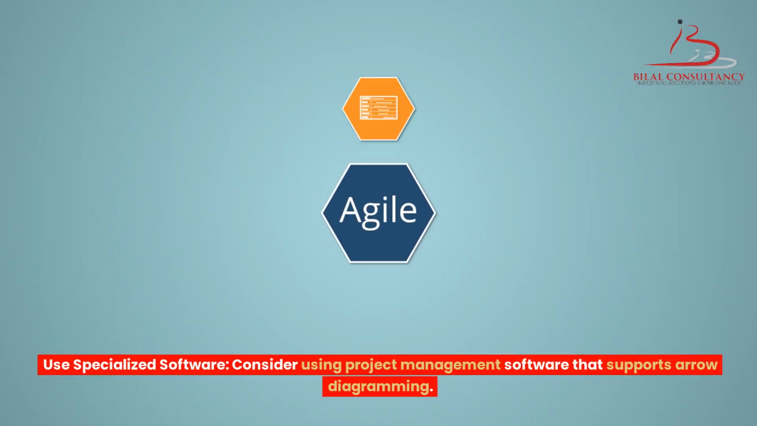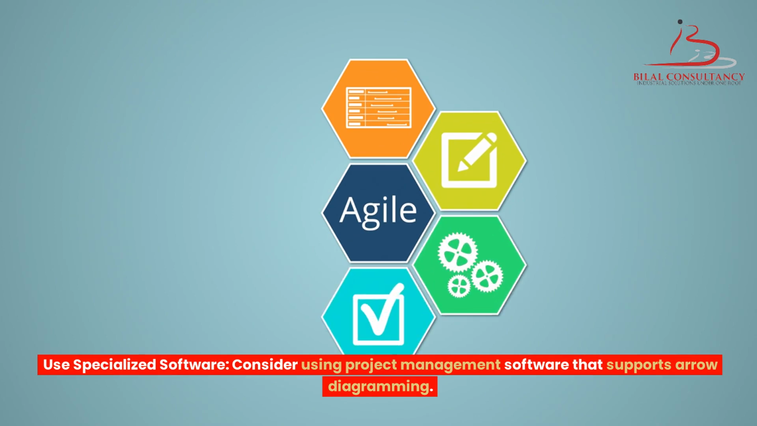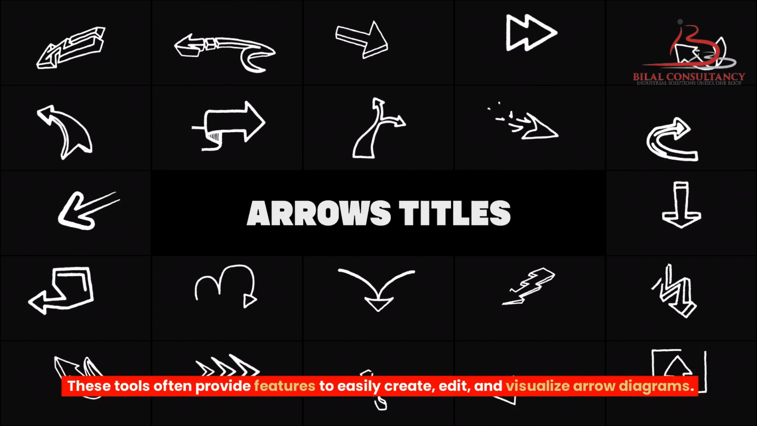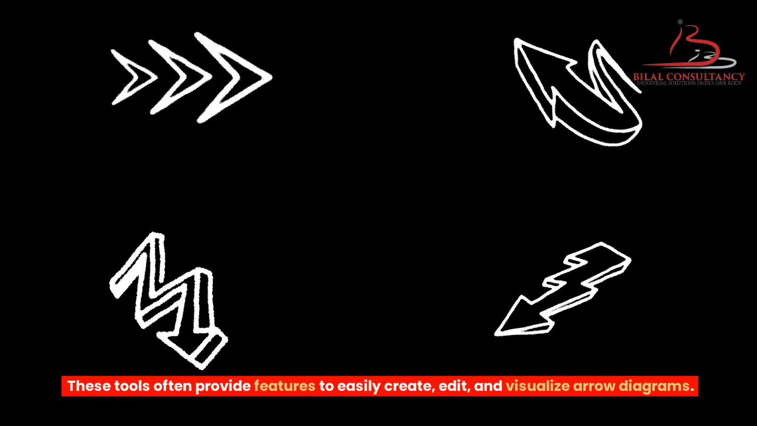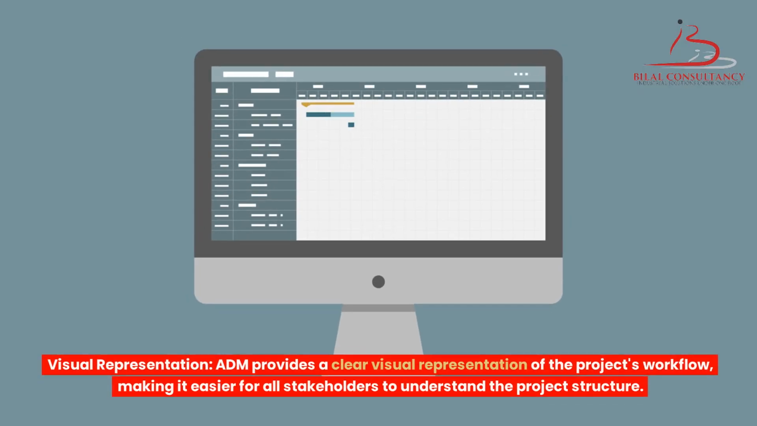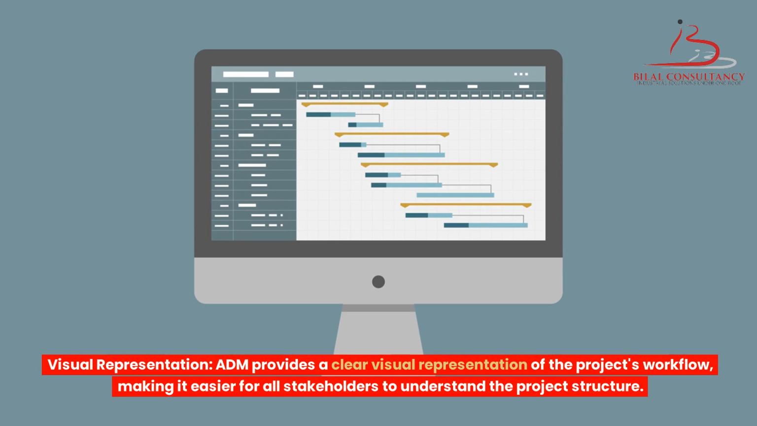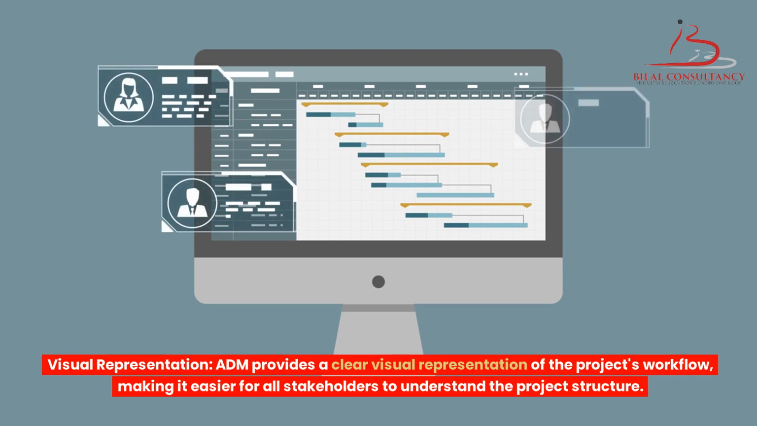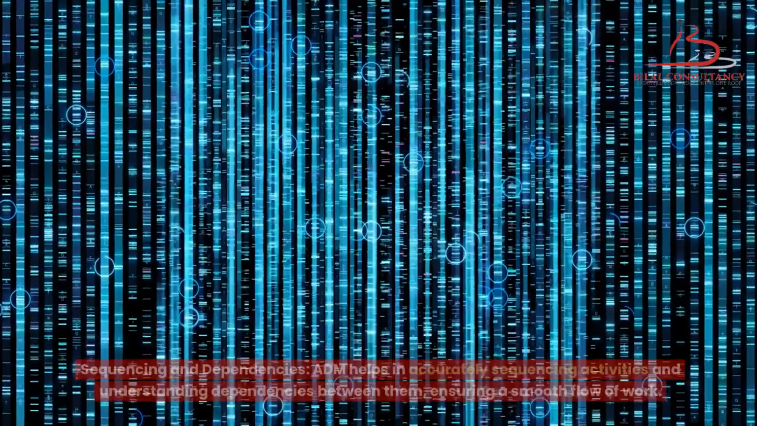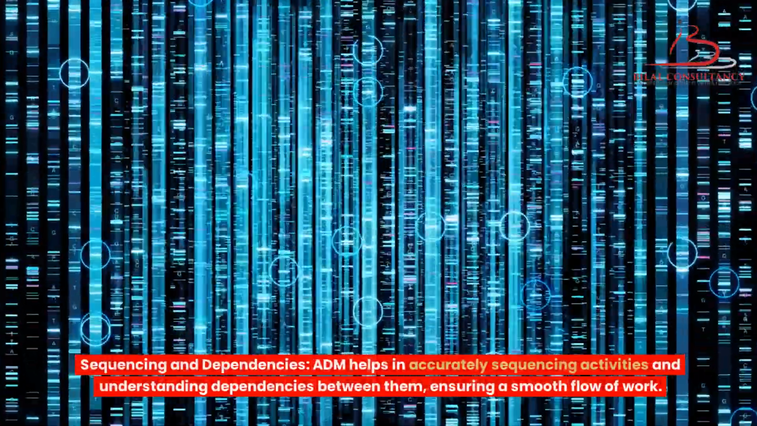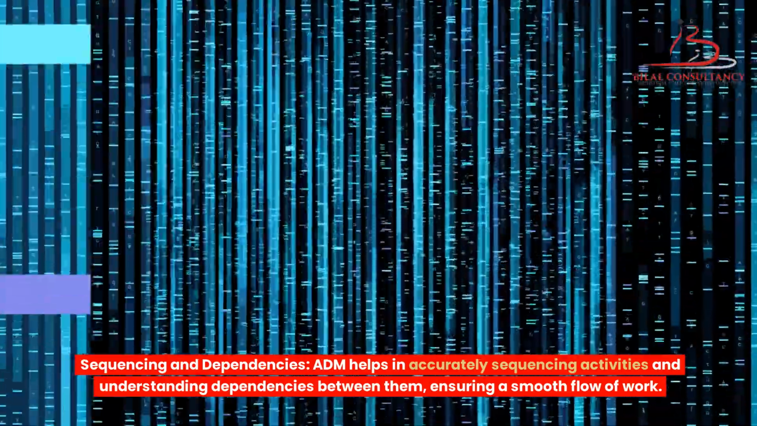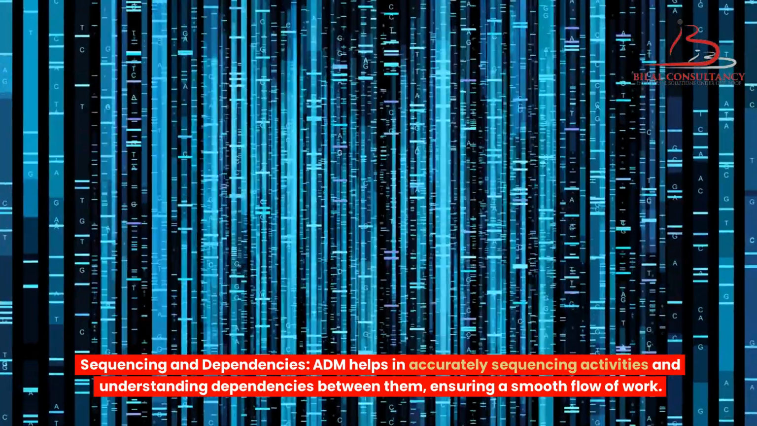Use specialized software. Consider using project management software that supports arrow diagramming. These tools often provide features to easily create, edit, and visualize arrow diagrams. Benefits. Visual representation. ADM provides a clear visual representation of the project's workflow, making it easier for all stakeholders to understand the project structure. Sequencing and dependencies. ADM helps in accurately sequencing activities and understanding dependencies between them, ensuring a smooth flow of work.